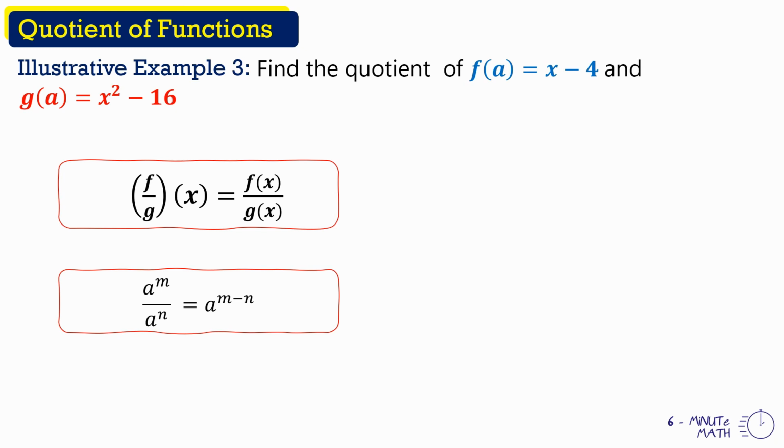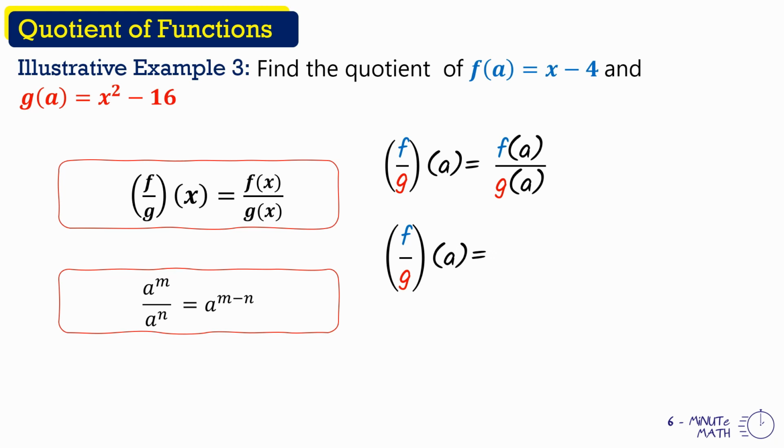Next, find the quotient of f of a is equal to x minus 4 and g of a is equal to x squared minus 16. Again, our function notation is f over g of a is equal to f of a over g of a. And then we substitute the values of f of a and g of a. We now have f over g of a is equal to yung f of a natin, which is x minus 4, and then the denominator g of a, x squared minus 16.